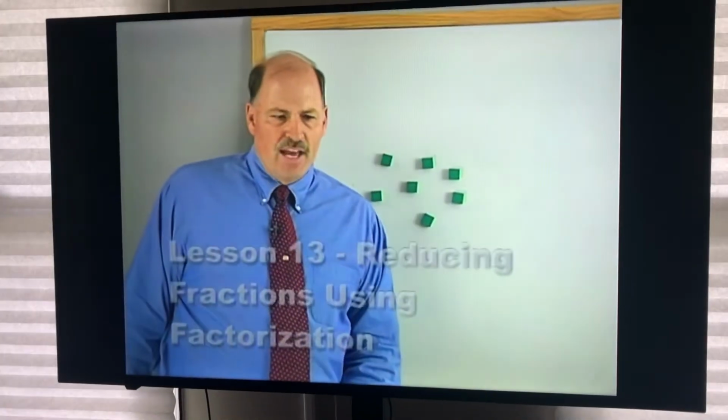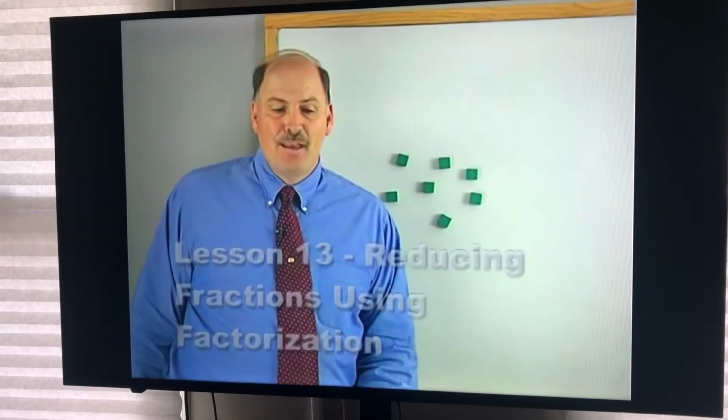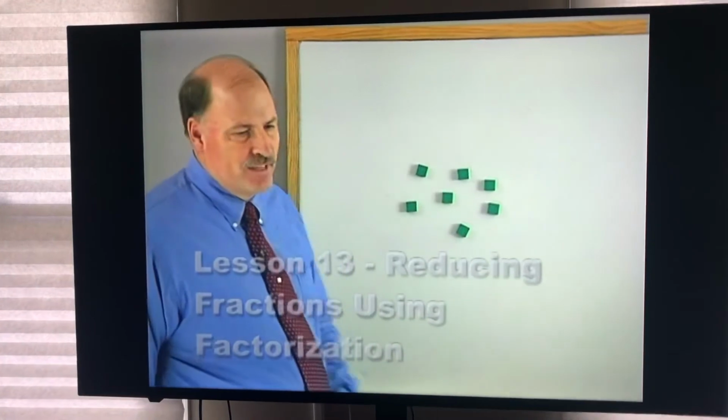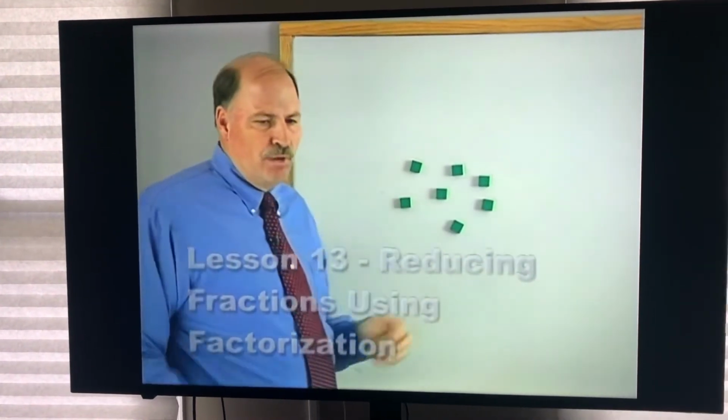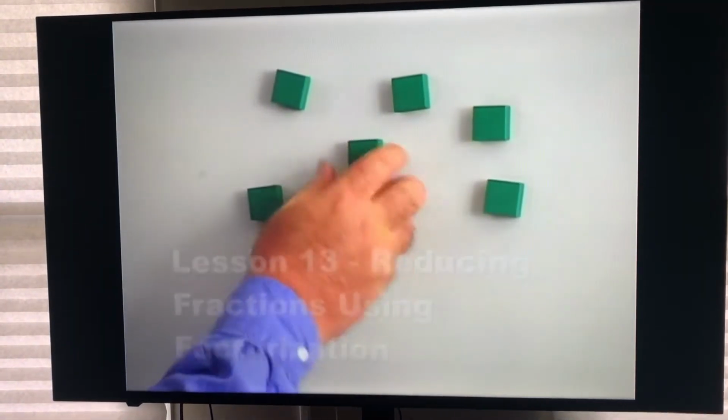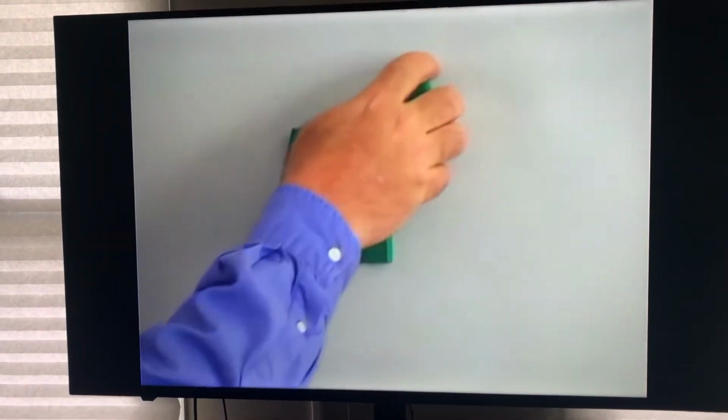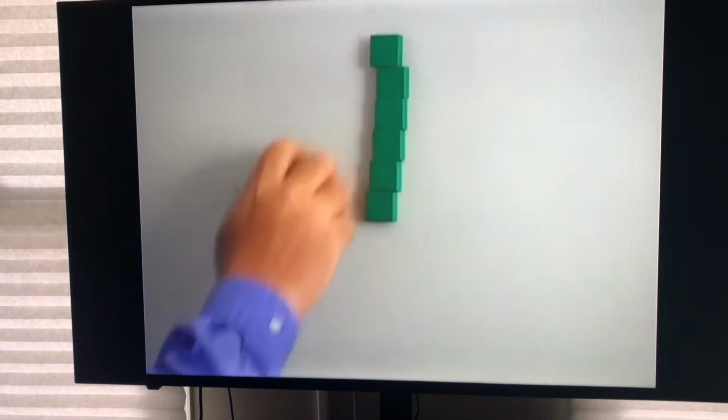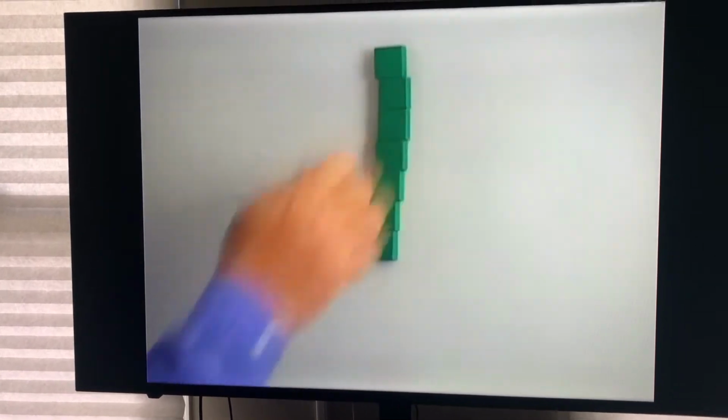More in reducing fractions, but we're going to use prime numbers. Who remembers what a prime number is? Remember when I gave you the blocks and I said, okay, here's 7 blocks. See how many rectangles you can make. You have to use all 7 in each rectangle. And there is one rectangle.